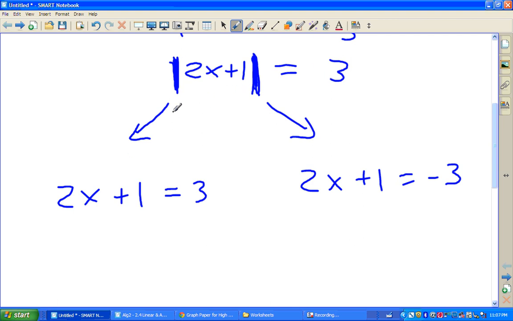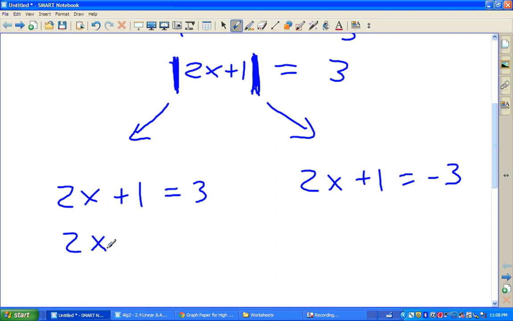So I've written two scenarios here. Once I isolate what's inside the absolute value sign, I write two equations: 2x plus 1 equals 3, the positive part of this equation, or 2x plus 1 equals minus 3. I simply add a minus sign in front of the right side of the equation, the 3, and I have to solve both.